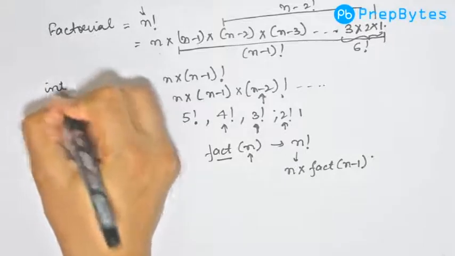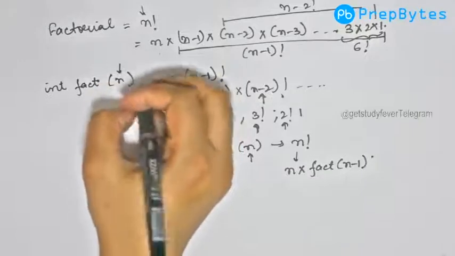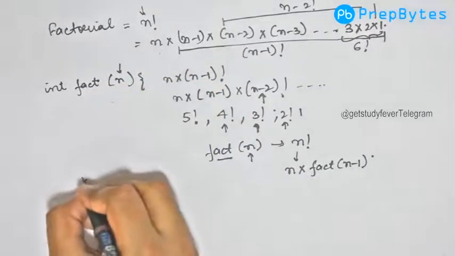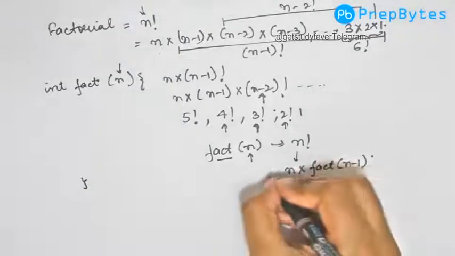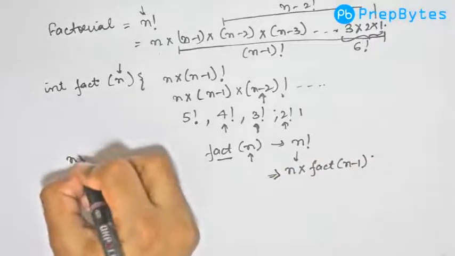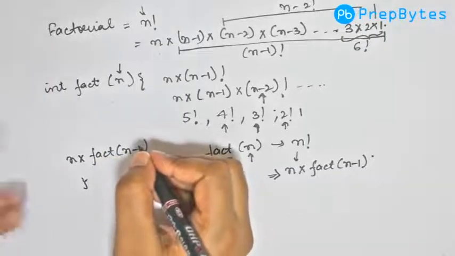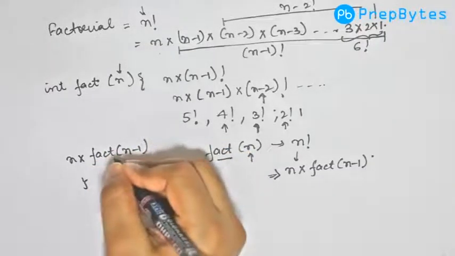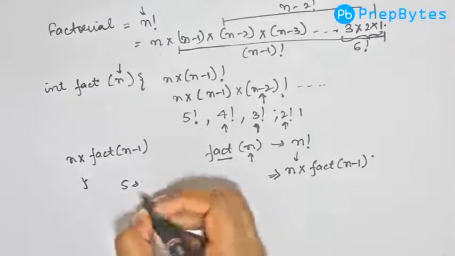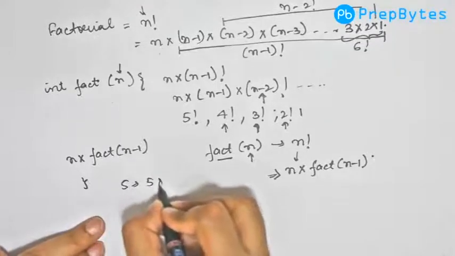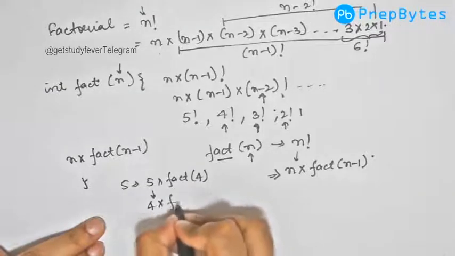So let's say this is the number for which factorial has to be calculated. As we have seen, the factorial of n is n into fact of n minus 1. So this is n into fact of n minus 1. What will happen here is, let's say n is 5. This will go like 5 into fact of 4. That will go to 4 into fact of 3.